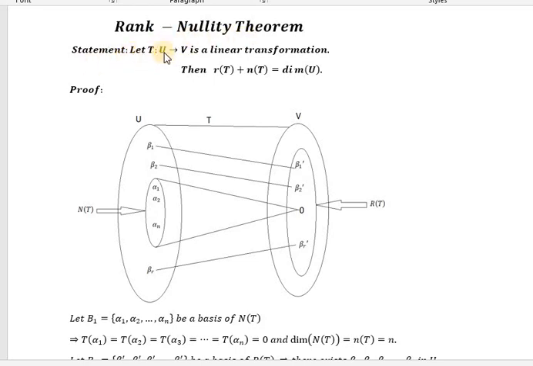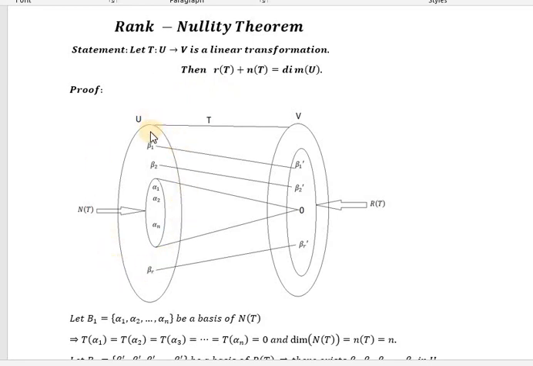Statement: let T from U to V be a linear transformation, then R of T plus N of T is equal to dimension of U. That means rank plus nullity is equal to dimension of U. To prove this theorem, let us consider the Venn diagram.